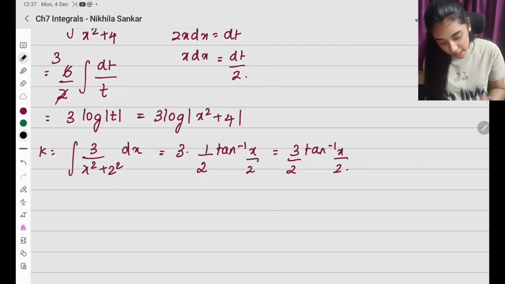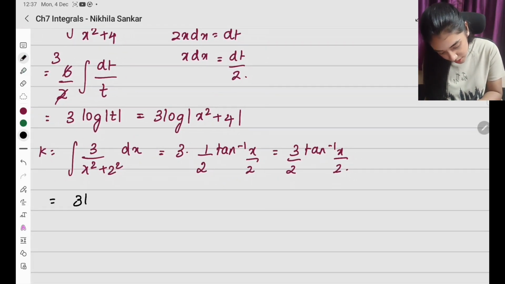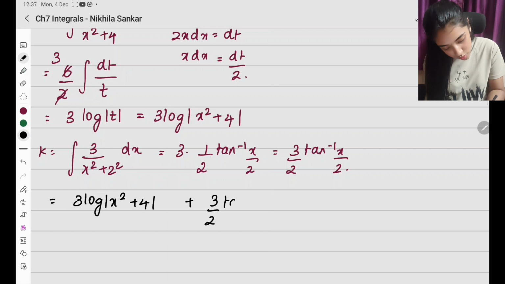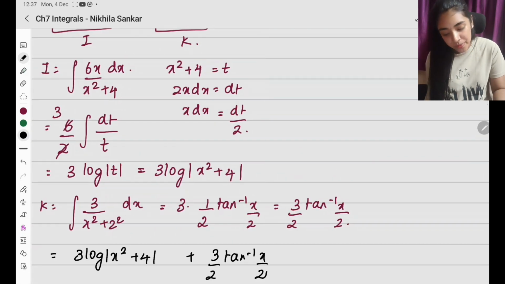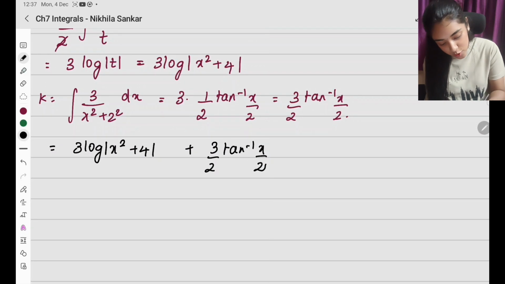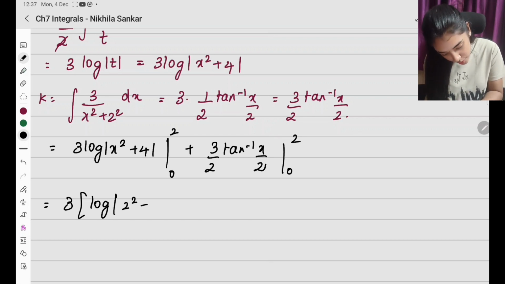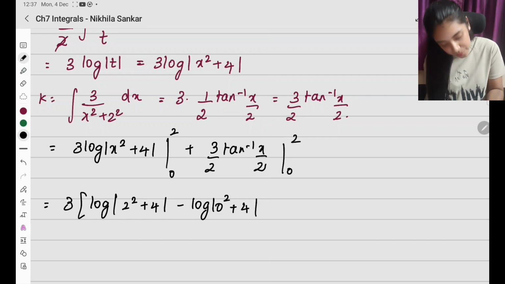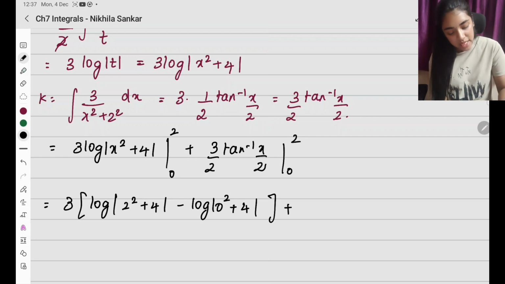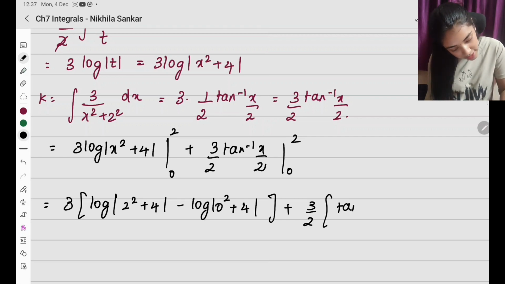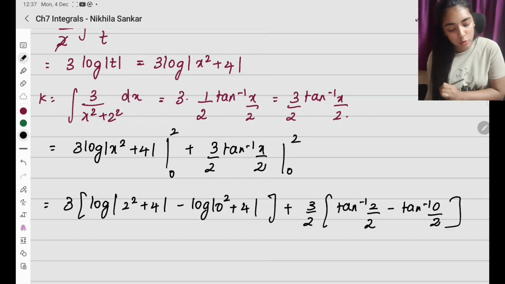So when I substitute, I have I plus k. This is nothing but 3 log mod x square plus 4 plus 3 by 2 tan inverse of x divided by 2. And what are my limits? 0 and 2. So let's apply the limits individually, 0 to 2. Taking 3 common, I have log of 2 square plus 4 minus log of 0 square plus 4, upper limit minus lower limit, for my first term. Next, taking 3 by 2 common, I have tan inverse of 2 by 2 minus tan inverse of 0 divided by 2 for the second term.